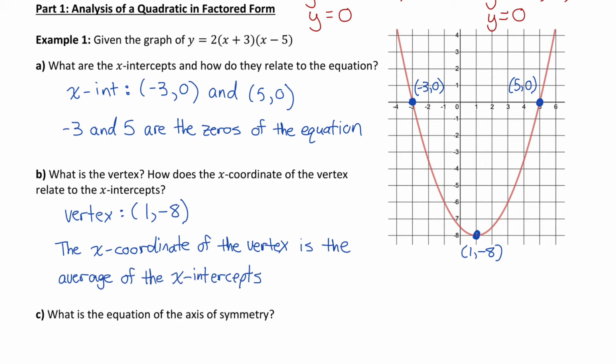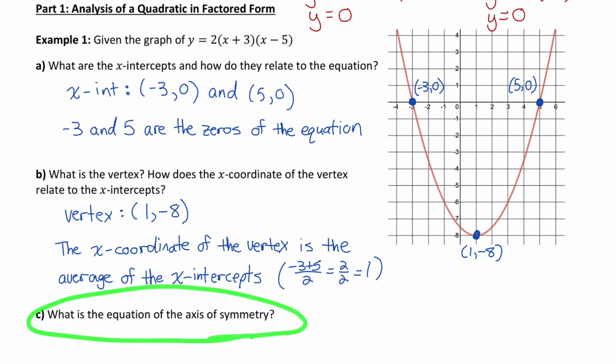And to demonstrate that to you, to find the average of two numbers, to find the average of negative 3 and 5, you just add them and divide by 2. So negative 3 plus 5 divided by 2 would be 2 over 2, which is 1, the x-coordinate of the vertex. And part C says, what's the equation of the axis of symmetry?